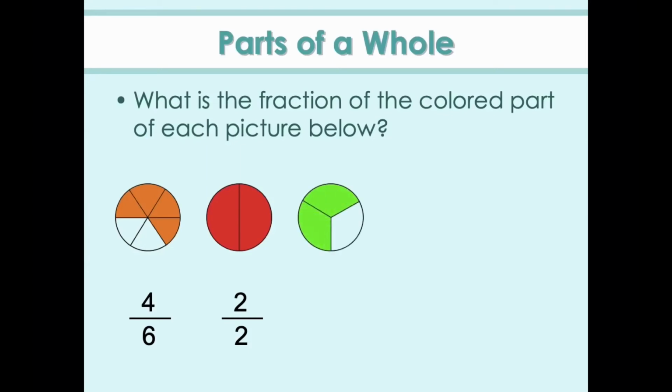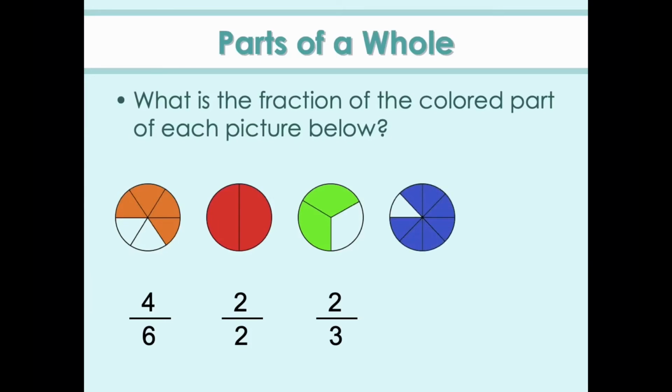Look at the green shaded parts. How many green shaded parts do we have? 1, 2. How many parts do we have total? 1, 2, 3. So our fraction would be 2/3. 2/3 of the shape is shaded green.